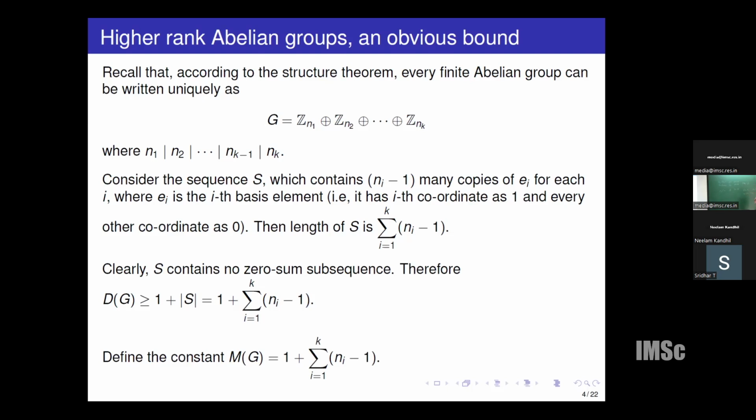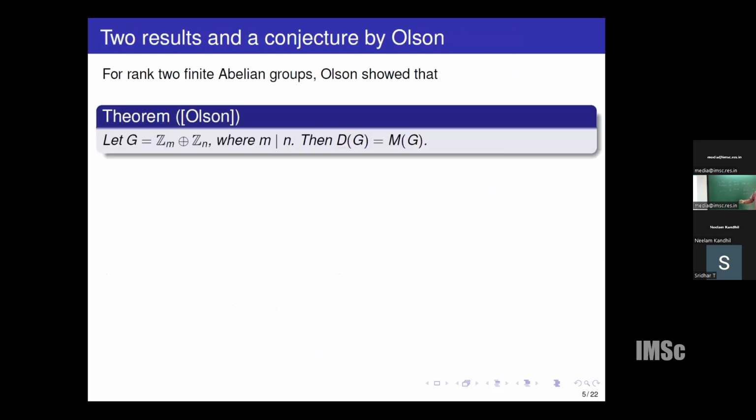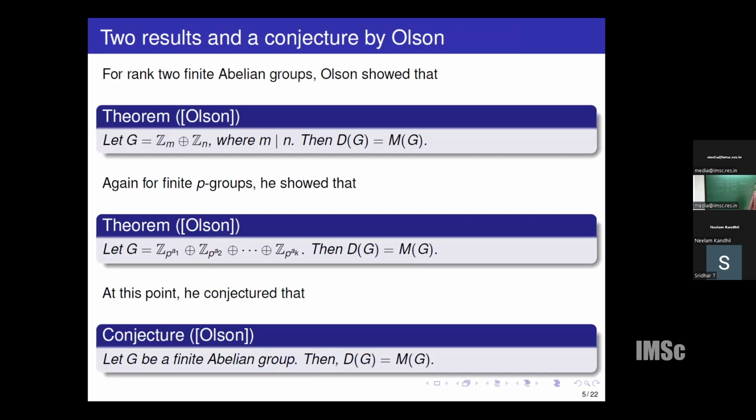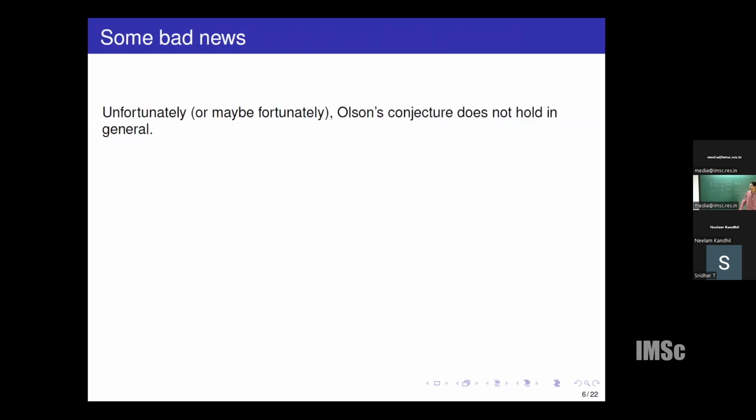Right. Now, Olson showed that if your group is actually rank 2, then this dg will actually be equal to mg. And he has also shown that if your group is a p-group, that is some Z mod p to the power ai, where all the primes are the same, then dg is again equal to mg. And he had conjectured that dg will be equal to mg for all finite abelian groups. However, unfortunately for us, Olson's conjecture does not hold.